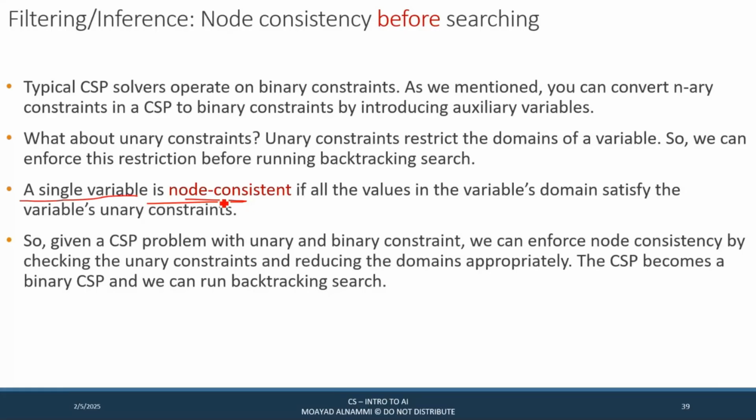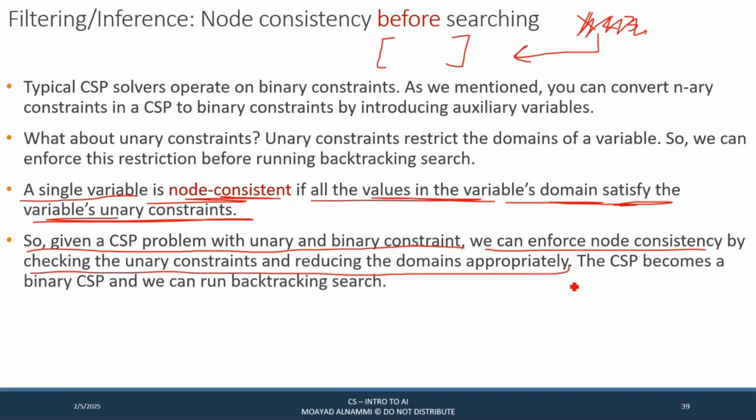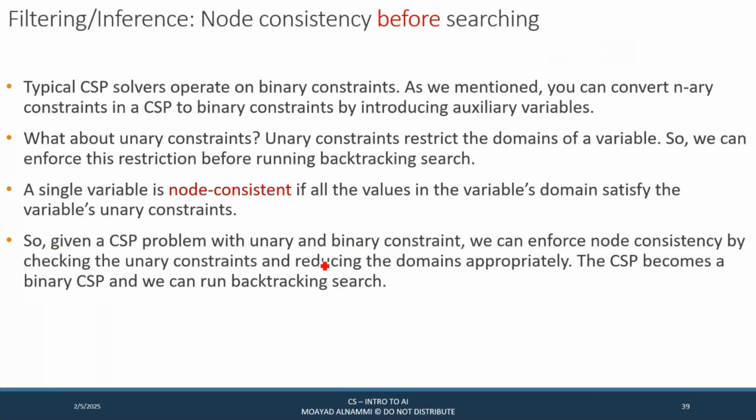A single variable is said to be node consistent if all the values in the variable's domain satisfy the variable's unary constraint. Like we mentioned, if you had a unary constraint that looks like this, then all you need to do is enforce this constraint on the domain, and then you can remove the unary constraint. This way, X is now node consistent. Given a CSP with unary and binary constraints, we can enforce node consistency by checking the unary constraint and reducing the domains appropriately. The CSP becomes just a binary CSP, meaning it just contains binary constraints, and we can run backtracking search. So you want to apply node consistency before searching.